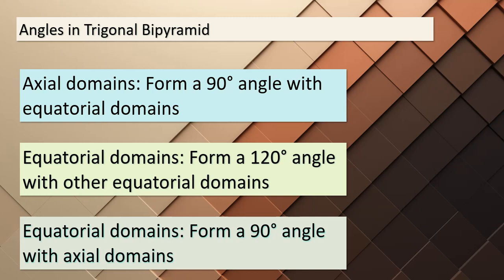On the other hand, when it comes to equatorial domains, they form a 120-degree angle with each other. Additionally, each equatorial domain forms a 90-degree angle with the axial domains. These angles play a crucial role in determining the overall shape and stability of the trigonal bipyramid. Now, let's explore more aspects of electron domain geometry.